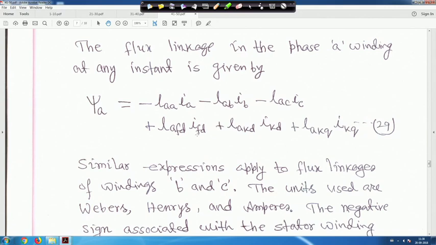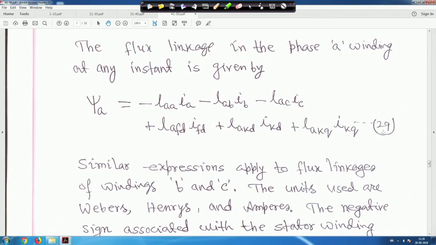Nothing to be confused about, it is straightforward, you can write. And when you write all the mutual terms, that is the plus direction, because current entering into this field winding as well as the other windings is in the positive direction you have taken. Similarly, for the damper winding on the D axis and Q axis, you can write plus LAFD IFD plus LAKD IKD plus LAKQ IKQ.